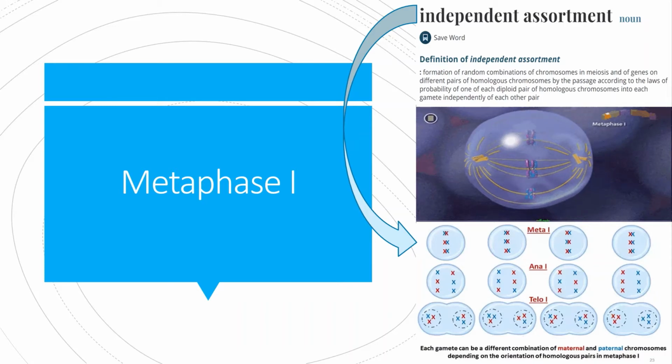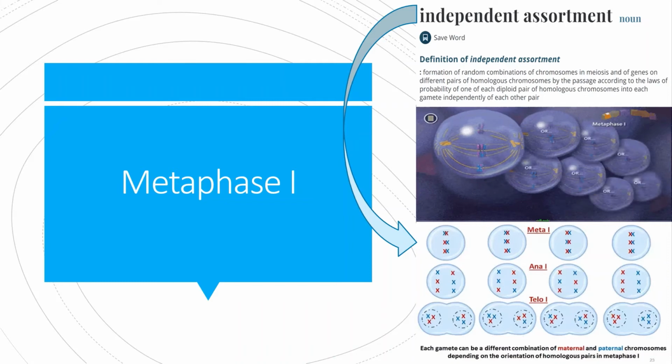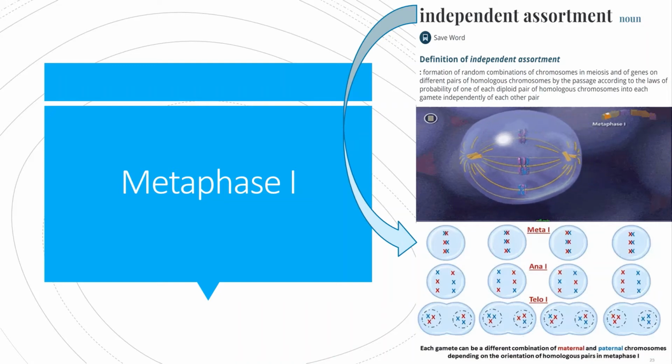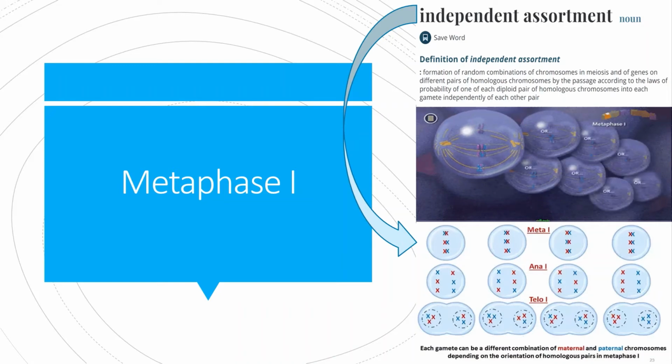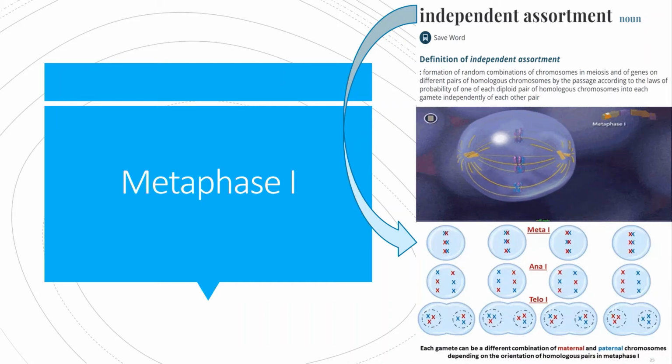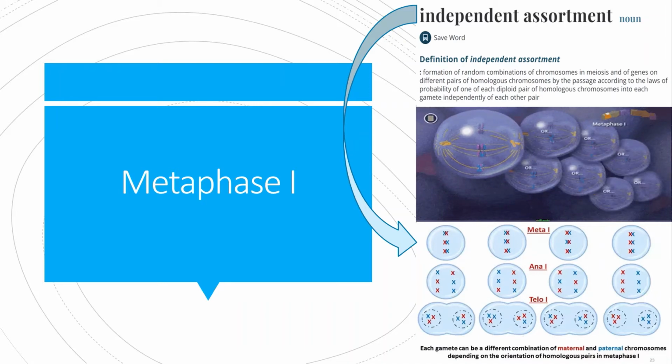Gamete is just another name for sex cell. We're going to talk about diploid and haploid, those terms, in a future video. But essentially what this means is that when the chromosomes line up at this equator, basically the side that the chromosomes you got from your mother and the chromosomes you got from your father are on, of that equator of the cell, is random.